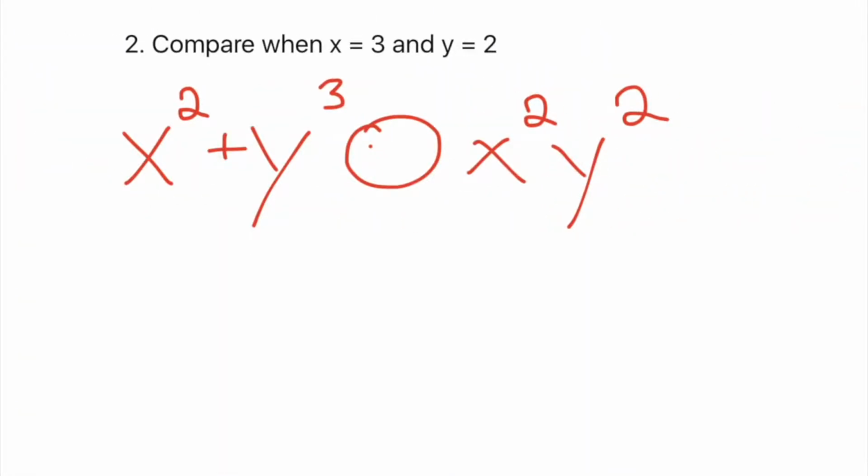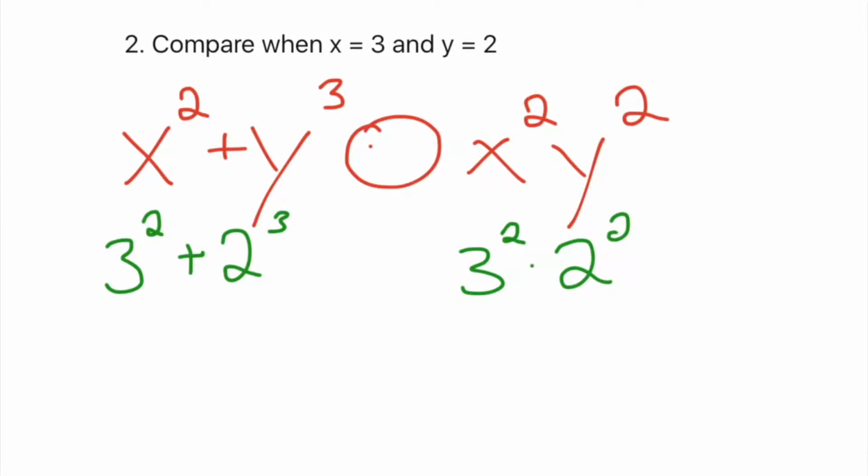Number 2, compare when x equals 3 and y equals 2. So the first thing we want to do is plug in our numbers for x and y. So we have 3 squared plus 2 cubed, and over here 3 squared times 2 squared. So let's go back to the left.